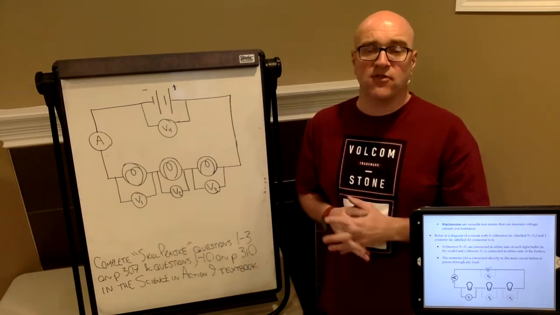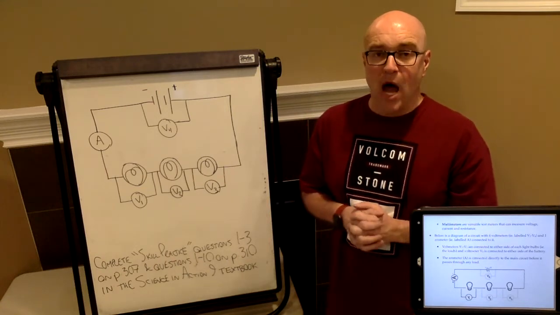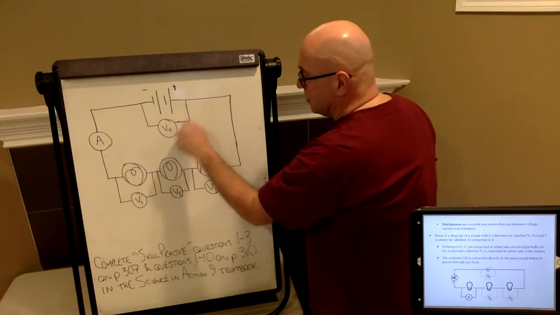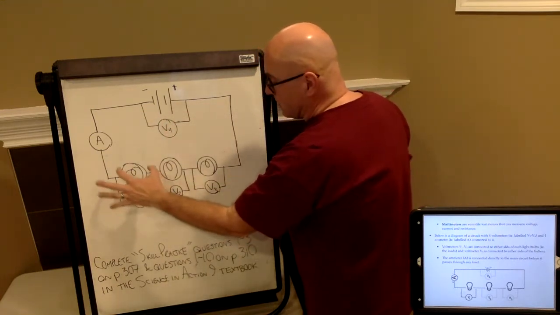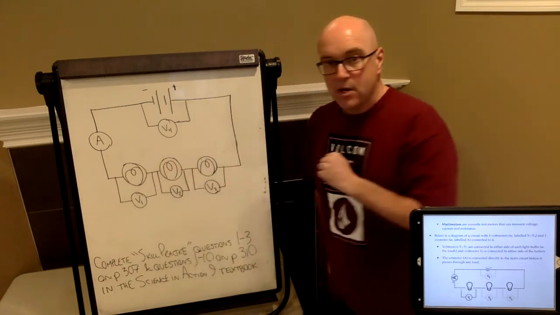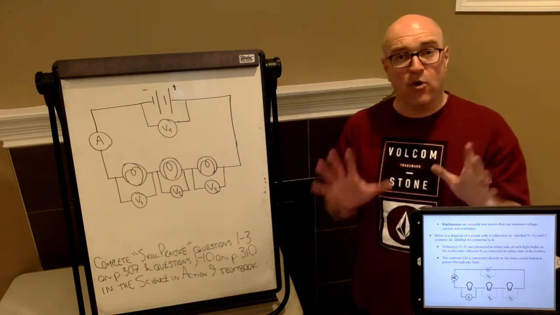You have to have 2 points of measurement to measure the drop, whether it's on either side of a battery, which is my voltmeter number 4, or whether I'm measuring the voltage drop on this first light bulb, second light bulb, or third light bulb. Okay, so those are my voltmeters.